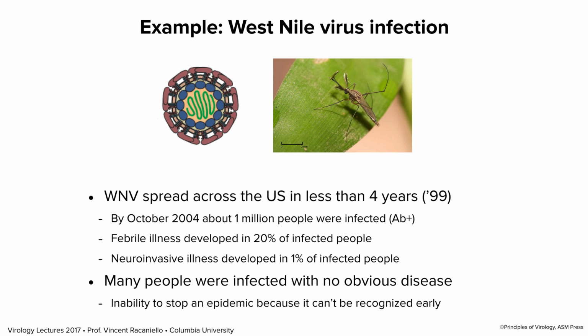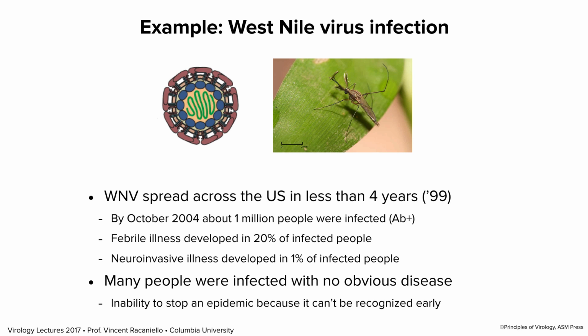By October of 2004, about 1 million people were infected because, and we know this, we didn't have 1 million people come to doctors' offices, but we did serology on a subset of them. We took 1,000 people and we did serology, and we understood that a fraction of them were seropositive. They have antibodies against the virus. We can extrapolate that to the bigger population.